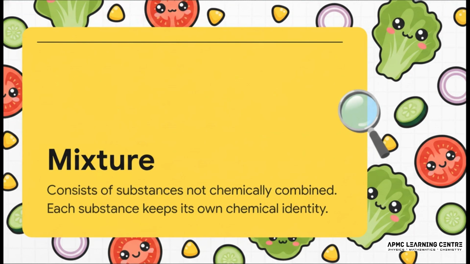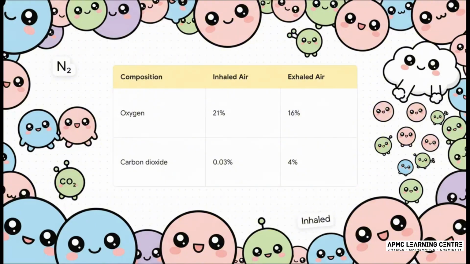That's a mixture. In a mixture, all the parts are just physically jumbled up, not chemically locked together. They're just sharing the same space. No chemical reaction has happened, which means every single substance in there keeps its original identity and its original properties. Think of a salad. The lettuce is still lettuce, the tomato is still tomato, they're just in the same bowl. Air is probably the most perfect example of a mixture.